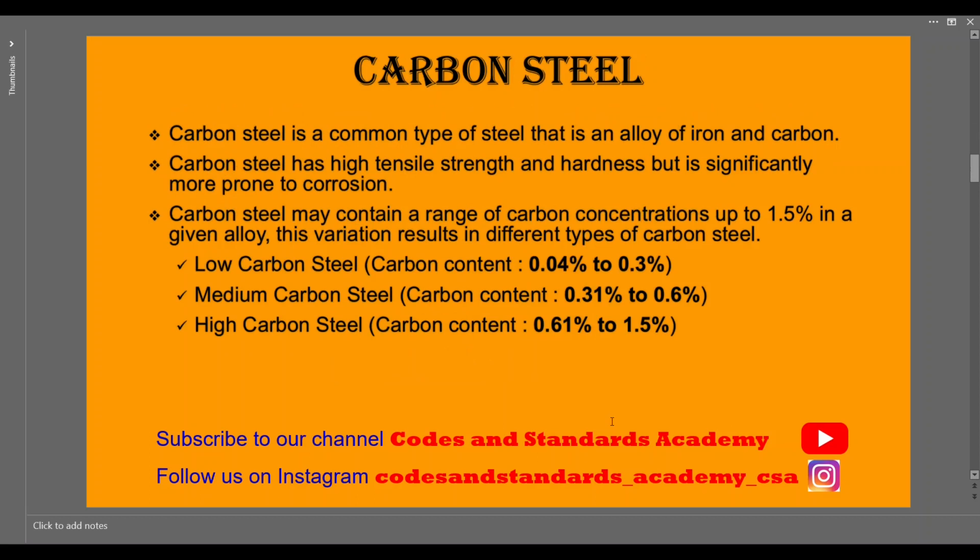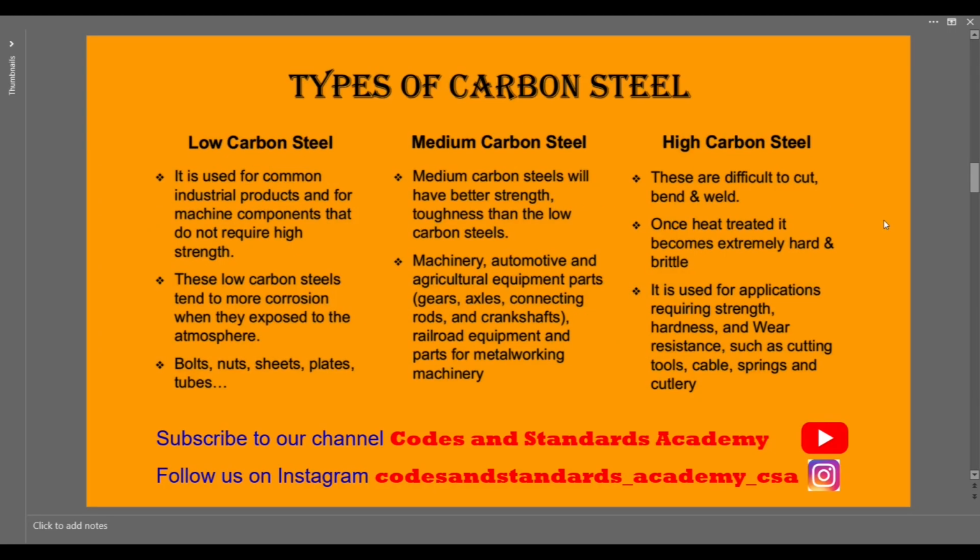Coming back to the carbon steel. Carbon steel is a common type of steel that is an alloy of iron and carbon. Carbon steel has a high tensile strength and hardness, but its corrosion resistance is poor. Carbon steel contains a carbon content up to 1.5%, which gives us three different types of carbon steels as follows: low carbon steel, medium carbon steel, and high carbon steel. This is the overview of types of carbon steel.